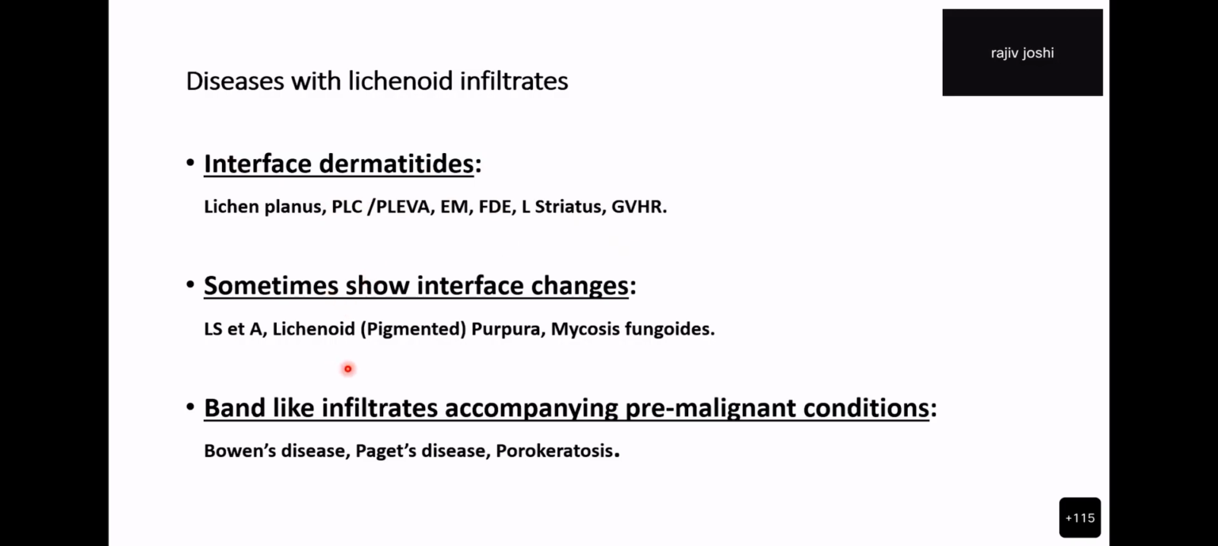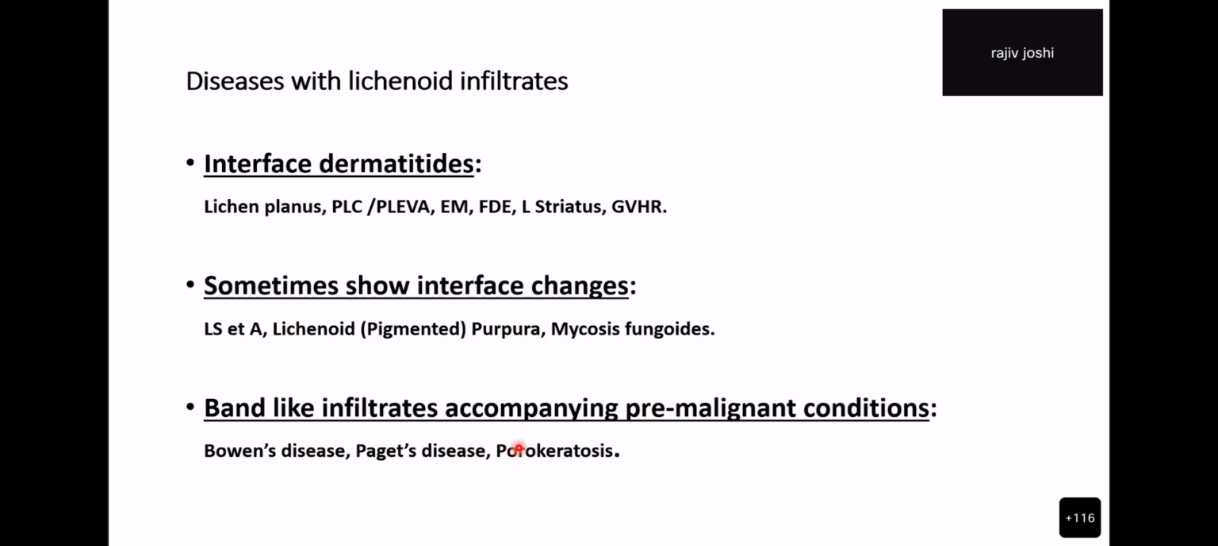There are some diseases which sometimes show interface changes. For example, one of the cases that we saw earlier, the first case, case number 4, which was lichenoid or pigmented purpura, did show a little interface change. There was some basal cell vacuolization, but that doesn't typically come under lichenoid or interface dermatitis because that is not a consistent feature. So also in lichen sclerosus et atrophicus, you can get basal cell vacuolization or interface changes. Also in mycosis fungoides, sometimes you can get interface changes.